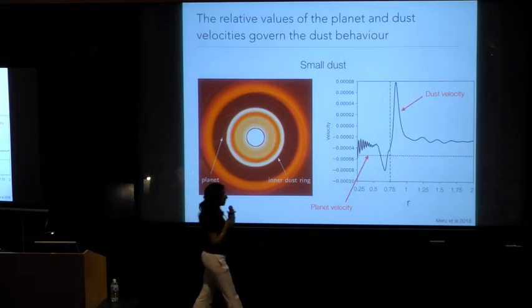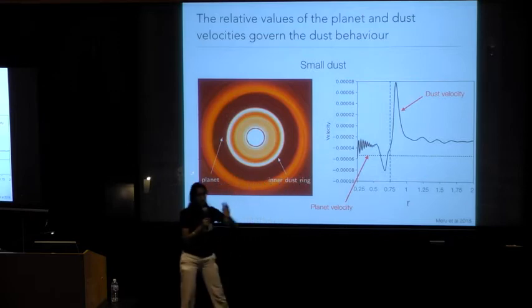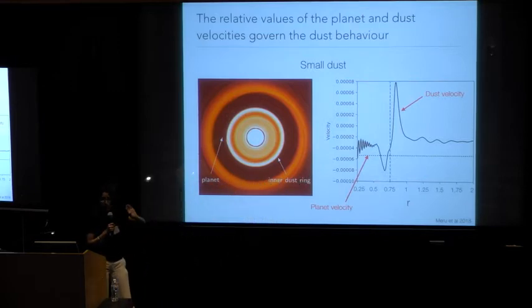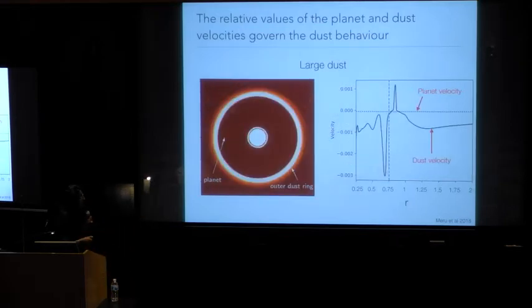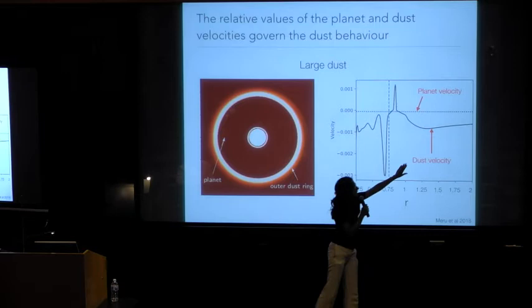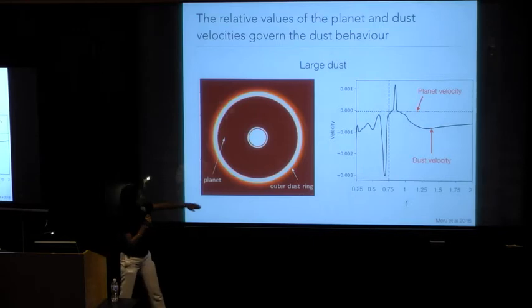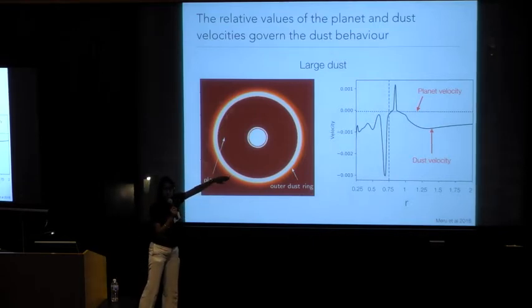On the other hand, in the inner part of the disk, things are a little bit different with the small dust. You see that the planet is in fact sort of sweeping up the dust, pushing it into that little pressure lip that we saw in the inner part of the disk, and as a result, you can actually collect small-sized dust there. On the other hand, the large-sized dust is a little bit different. Now you see that the dust velocity is faster than the planet velocity. It's able to keep up. This is in the outer part of the disk. It's able to keep up with that pressure maximum and actually form that ring.